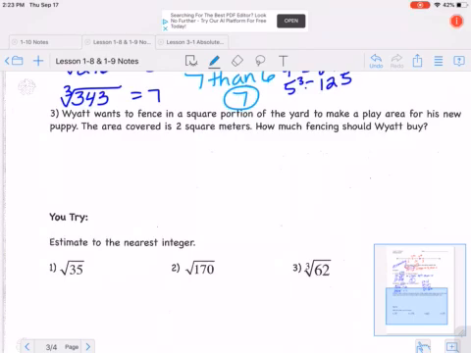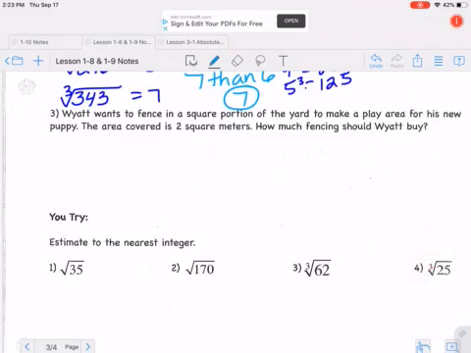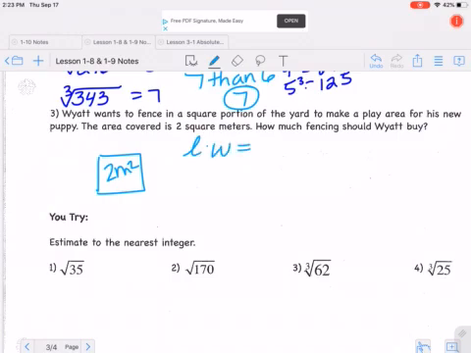Okay, number 3, it says Wyatt wants to fence in a square portion of the yard to make a play area for his new puppy. The area covered is 2 square meters. How much fencing should Wyatt buy? So if you have a square fencing portion that they want to fence off, it says the area is 2 meters squared. And we know when we're finding the length and width of the square, length times width is equal to the area of your square, or you could do your length squared is equal to your area.